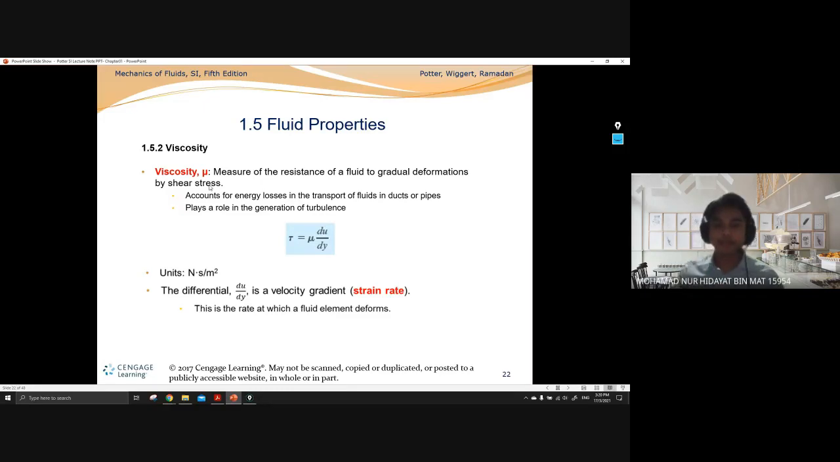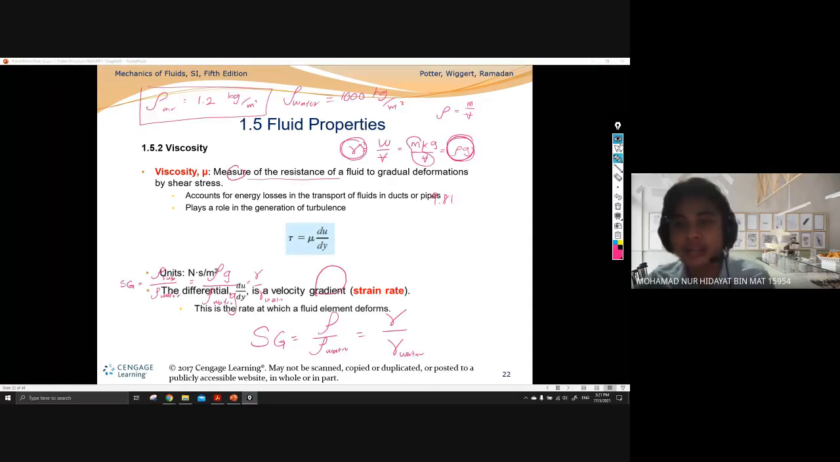Do you think the water has higher viscosity or not compared to the oil? No. The water can move freely. That is why the water has a lower viscosity compared to the oil, compared to the honey. Okay, so I would like to show you the picture clearly. What is the viscosity for your understanding?